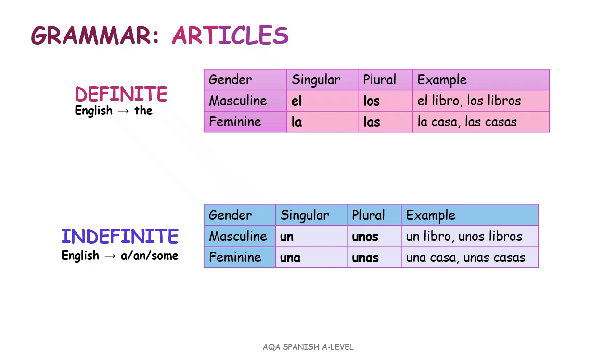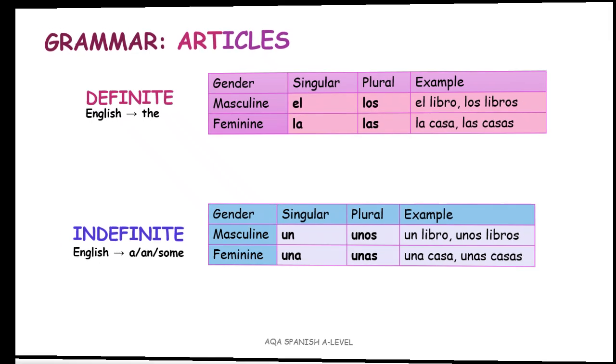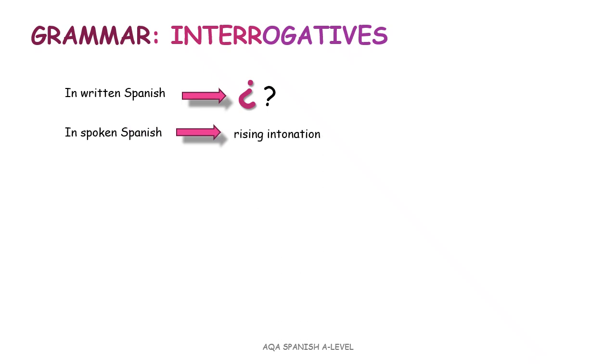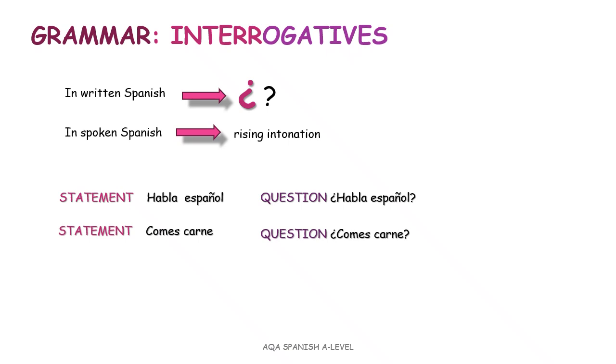Now let's move on to interrogative sentences. We need to distinguish between written and spoken questions in Spanish. In writing, remember to include the upside down question mark at the beginning of the question. In spoken Spanish, it's very, very easy. You simply raise the tone of your voice at the end. Let's look at some examples. For example, the statement would be habla español. The question would be ¿habla español? Or ¿comes carne? Or ¿no quieres sopa? Eh, isn't it?